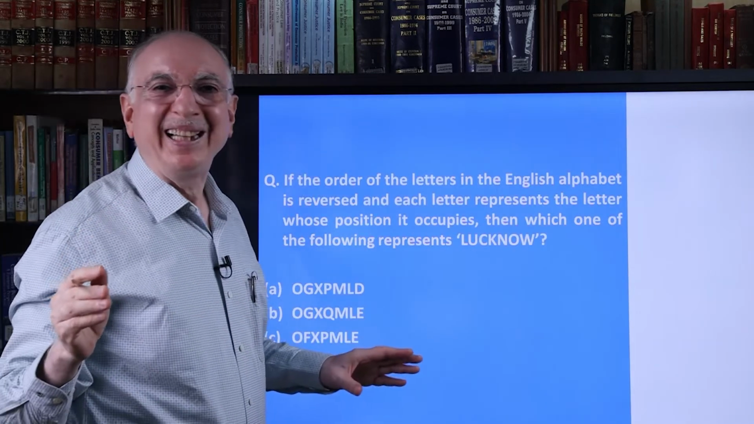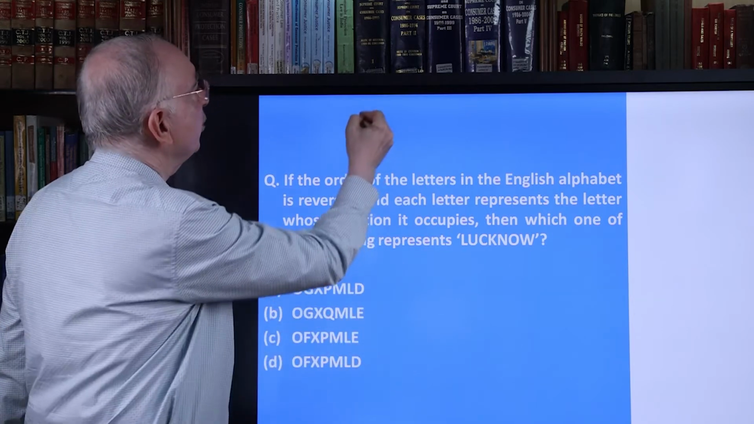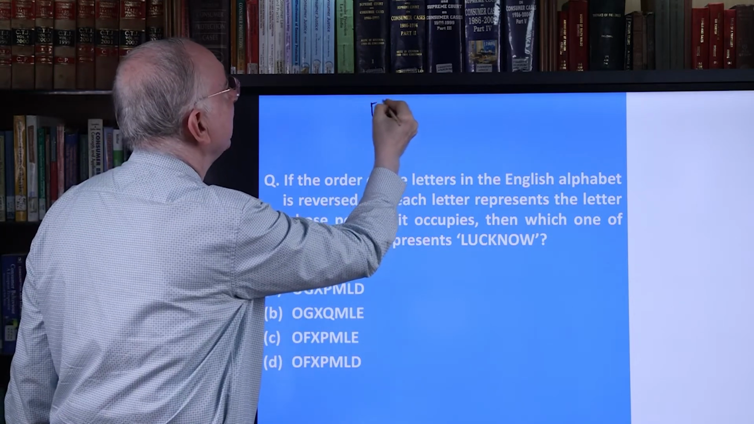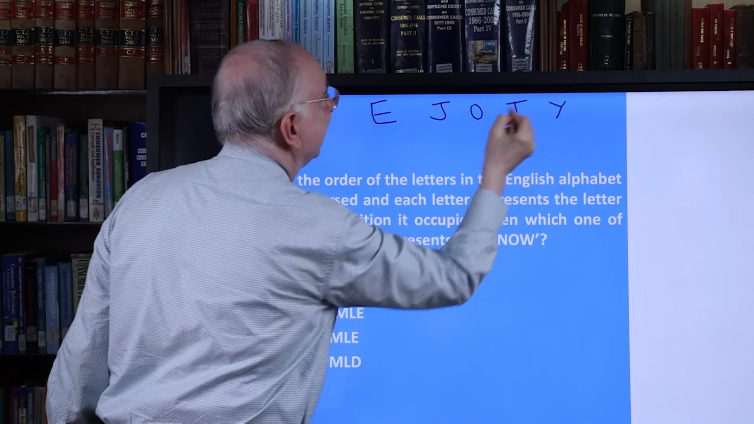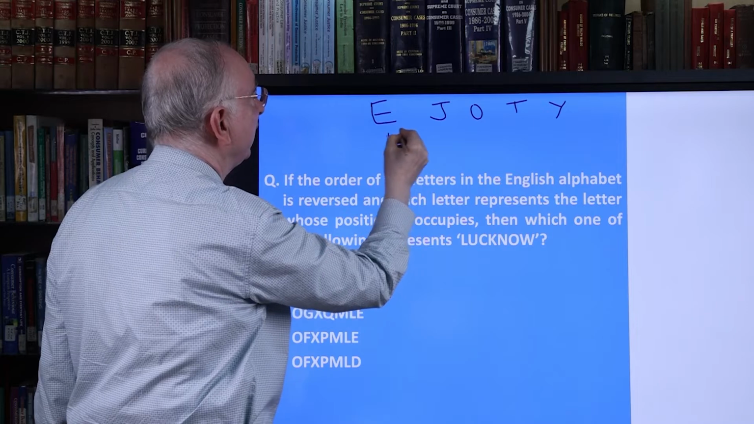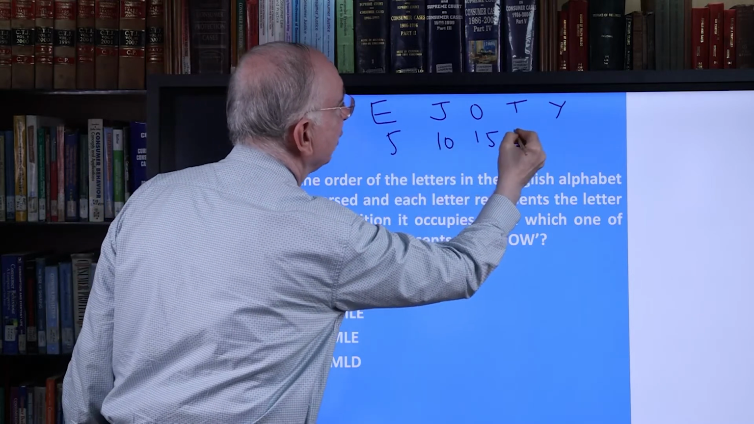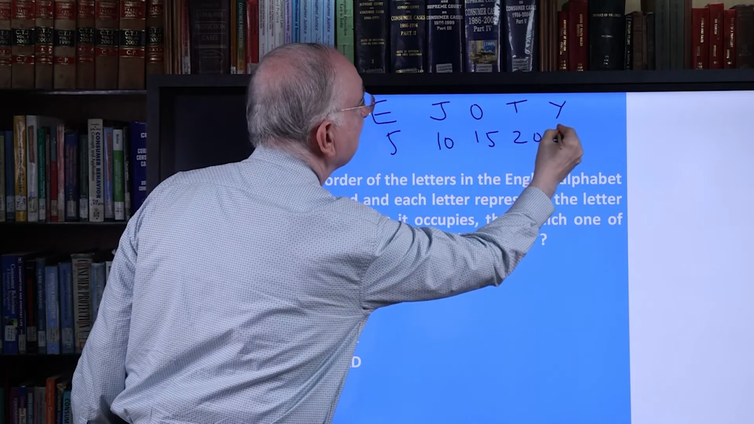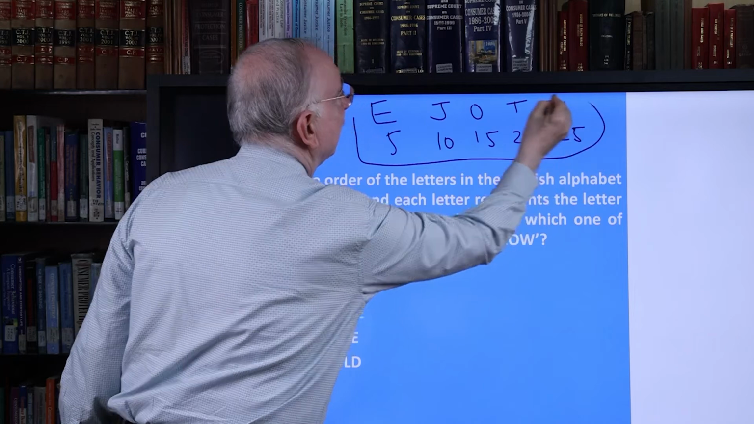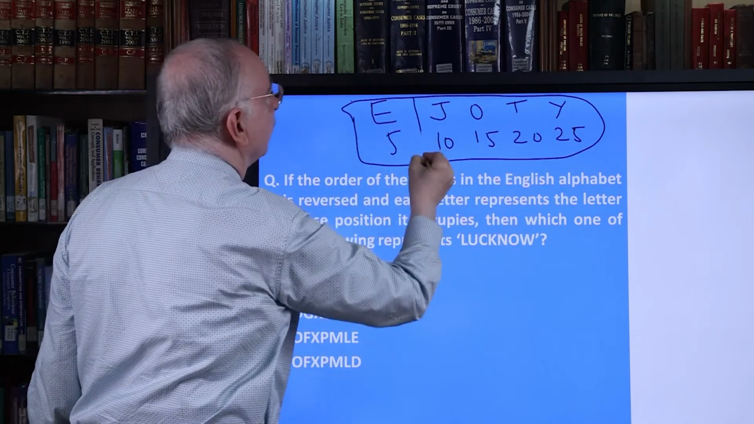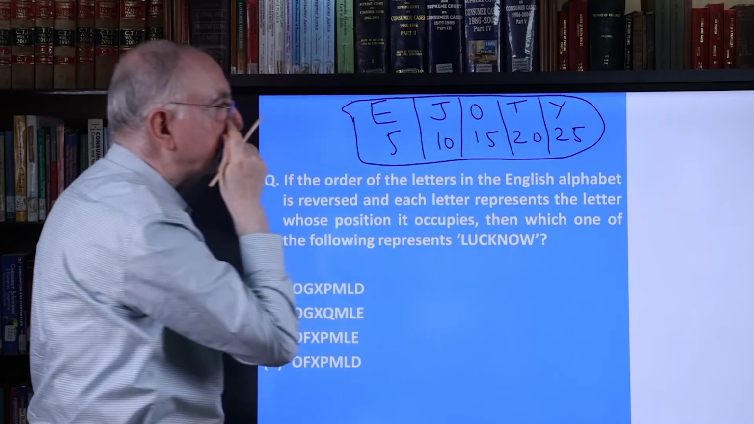In questions relating to the alphabets of the English language, my suggestion is one has to remember E Jyoti. E is the 5th position, J is 10th, O is 15th, T is 20th, and Y is 25th. So it's easy to quickly remember the positions of various alphabets in the English language.